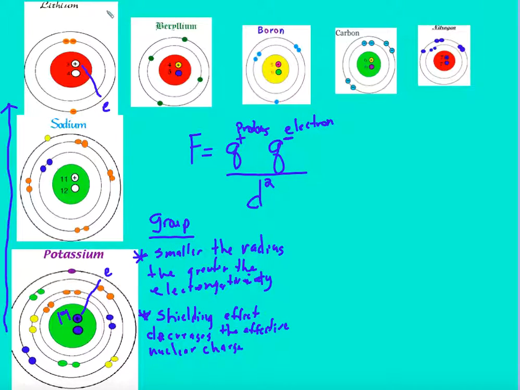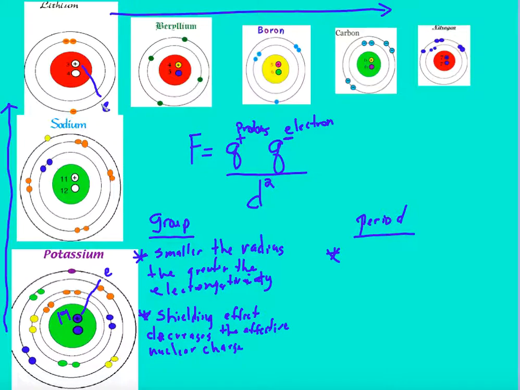Okay, now let's look at the period trend. So electronegativity increases this way going across the period. We can look at this simplified version of Coulomb's law to figure out what we would write down for the period trend. Once again, if you go across the period, you notice that the radius gets smaller. So in the period trend, you could also mention the radius, because if the distance is smaller, the force of attraction is greater.